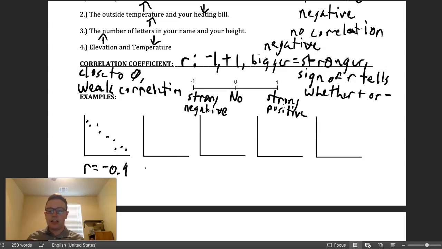What about something like R is -0.3? Now we're dealing with a negative still, but we're weaker, meaning we have some negative trend, but it's not super close to a line. So we might see something where it looks generally like it's going down, but it's hard to say. At R equal to 0, we have no correlation. It doesn't really matter what the relationship is between the two variables.